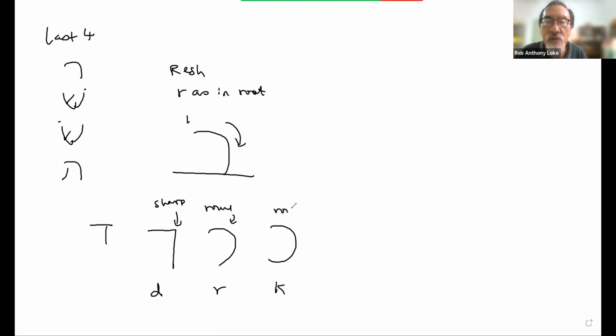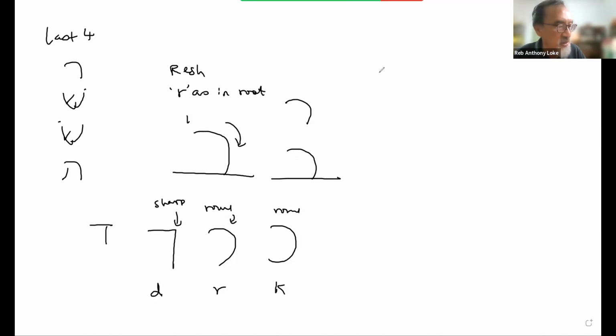This is also round, but it's more complete, whereas the R is round and you just stop. That is your R, resh. The sound is a normal R, as in root. Resh. So that's all you need, one stroke. Resh. The next two letters are the same except for where you put a dot.